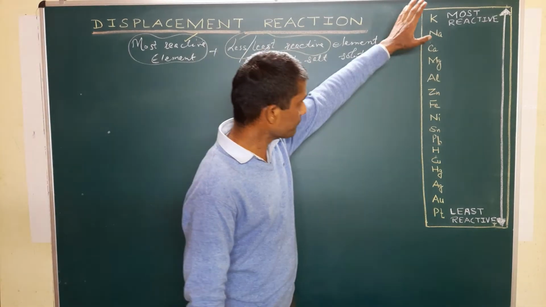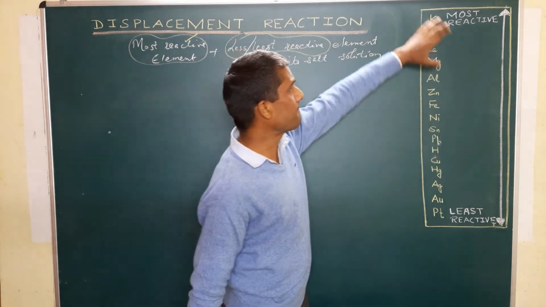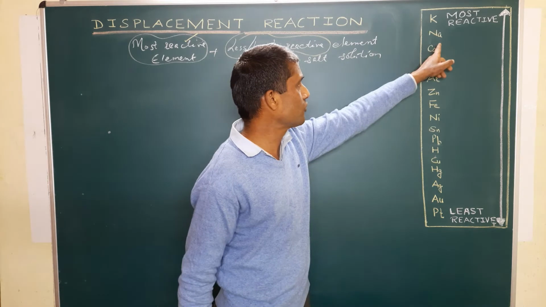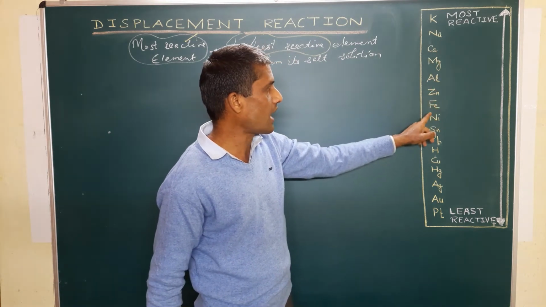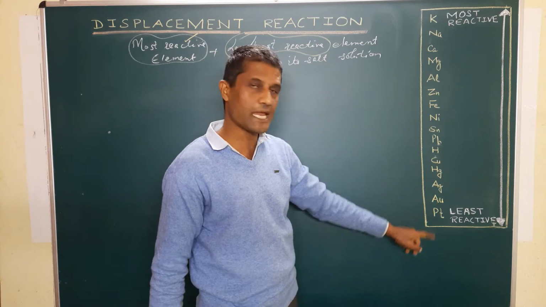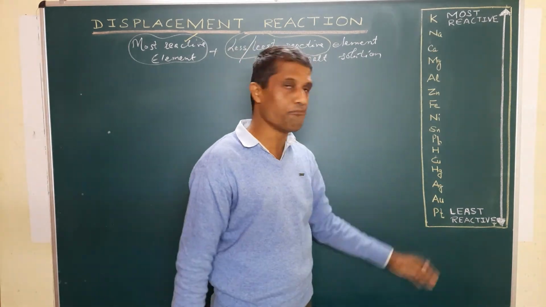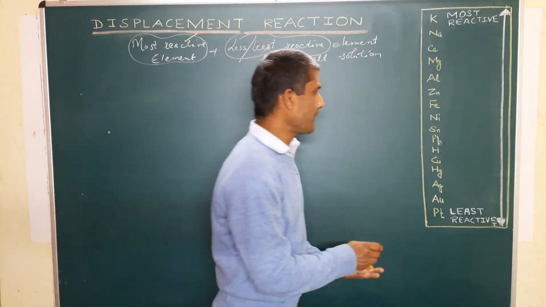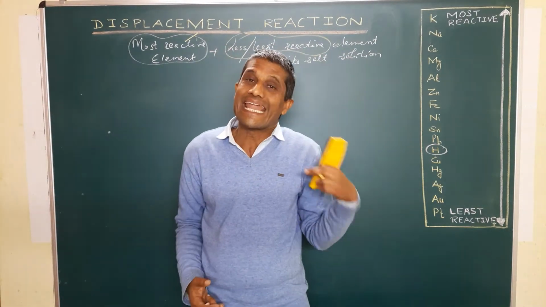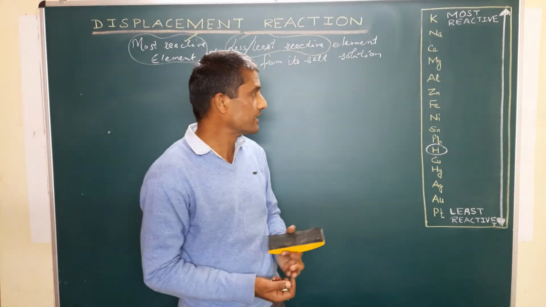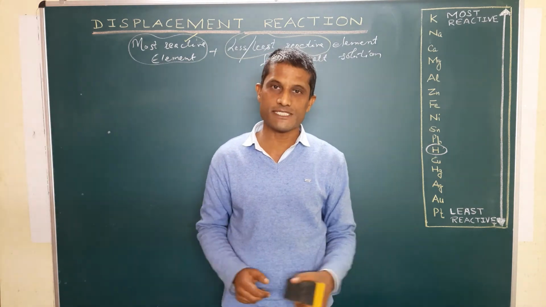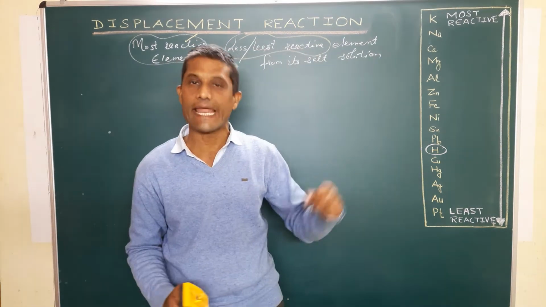Firstly, this is the series in which the metals are arranged in the order of decreasing reactivity: potassium, sodium, calcium, magnesium, aluminium, zinc, iron, nickel, tin, lead, hydrogen, copper, mercury, silver, gold, platinum. All are metals except hydrogen. In another video we will discuss what hydrogen is doing in the company of metals. It is a separate kind of question we will discuss in another video.